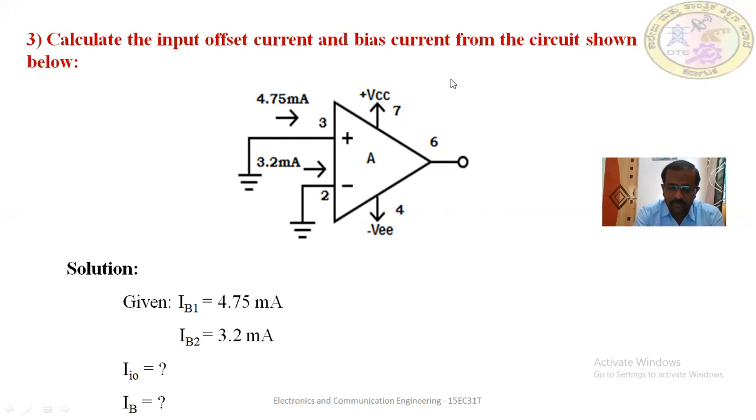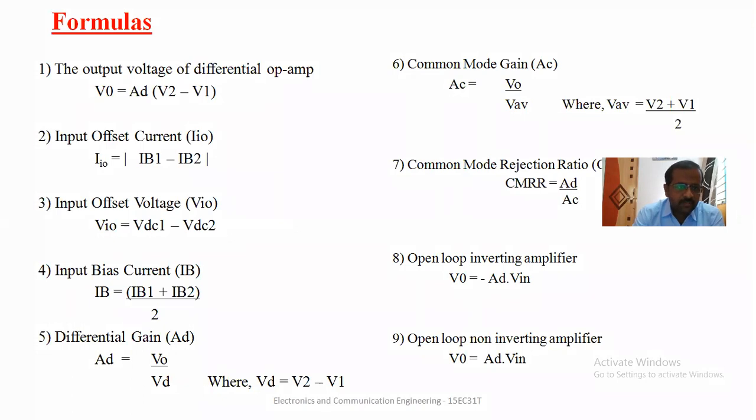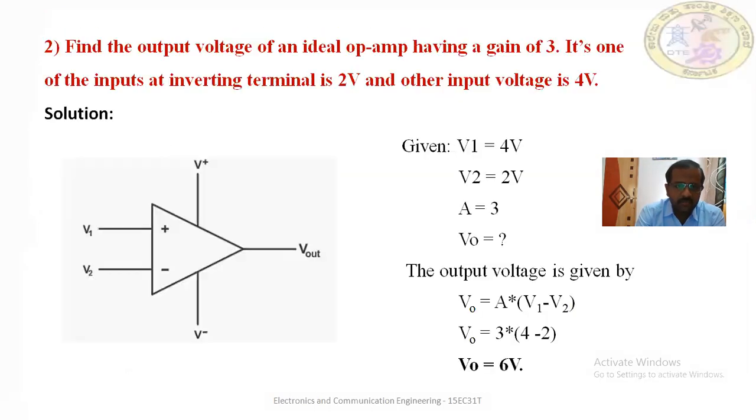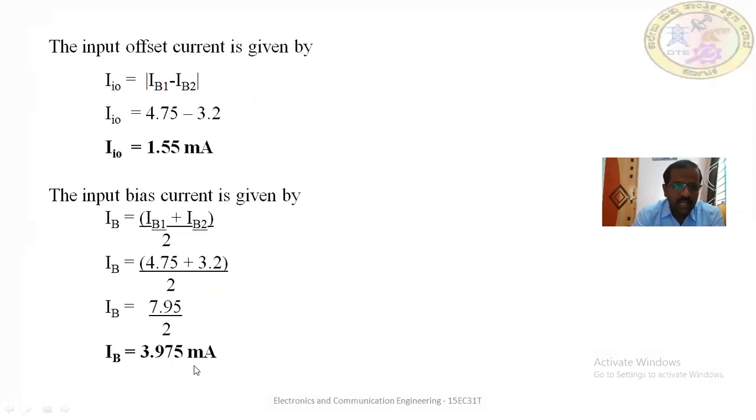Okay, if you see the formulas, for IIO, the input offset current IIO is equal to IB1 minus IB2. In the same way, for the input bias current, the formula is IB is equal to IB1 plus IB2 divided by 2. So if these two formulas are considered, you can calculate IIO and IB.